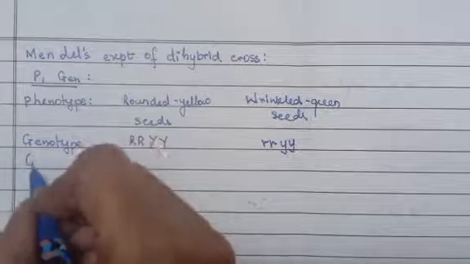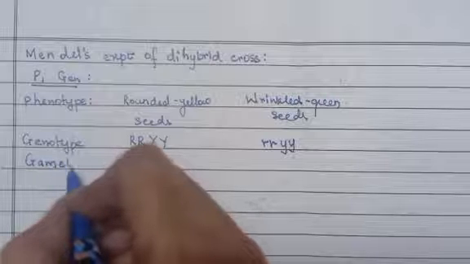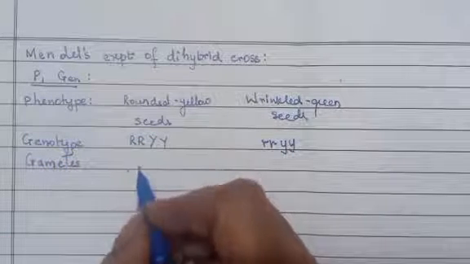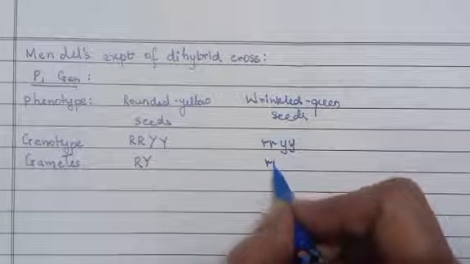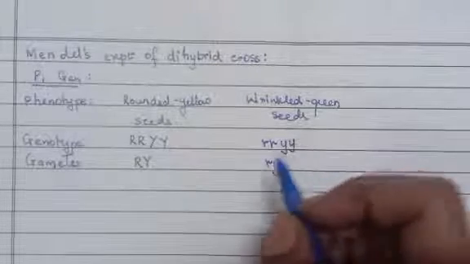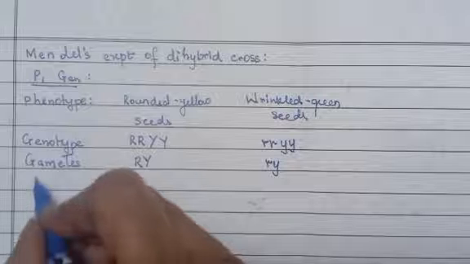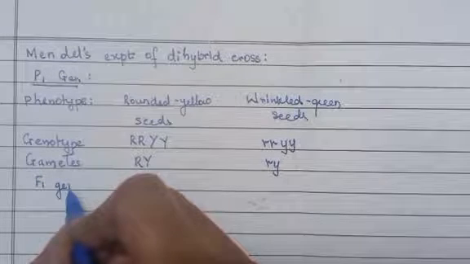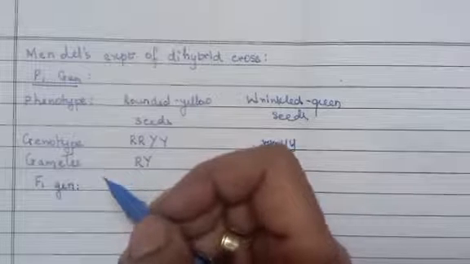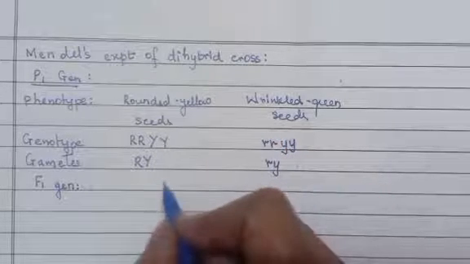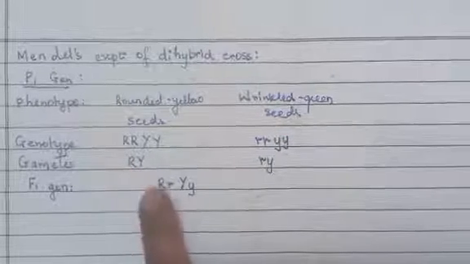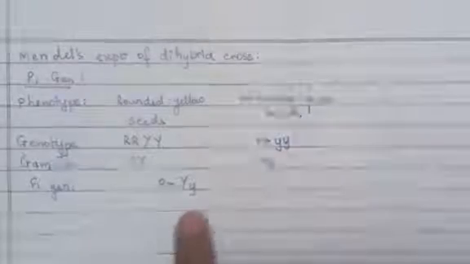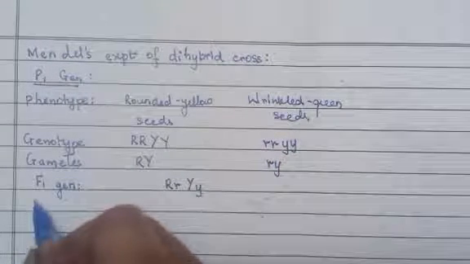Now they are gametes. As we can see, here one capital R is there and here one letter Y. Here one small r and y. So these are the combination of gametes. Now we come to the first F1 generation. Okay, in the F1 generation, the first filial generation, these two combine together. So I get R, r, Y, y. As you can see, 1 R from here, 1 r from here, 1 Y from here, 1 y from here, we have to write.